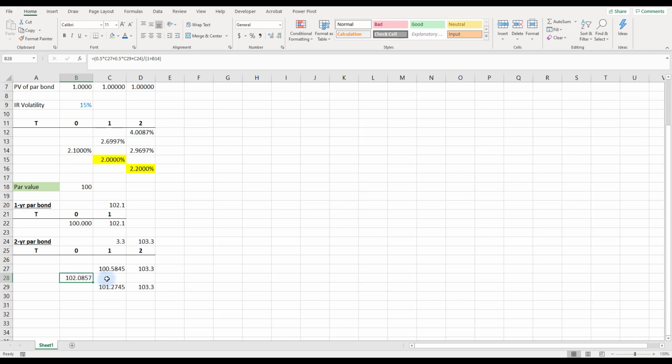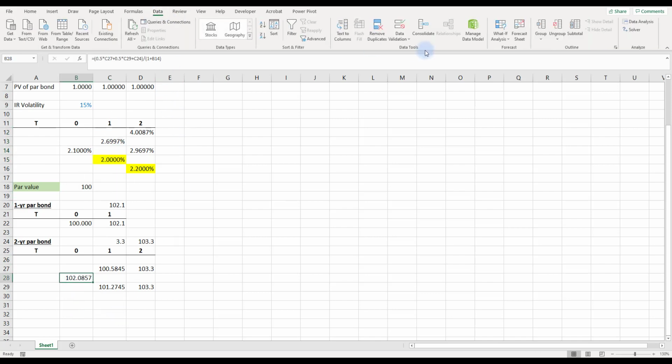Now this is definitely wrong because by condition, if it's a par bond, the price must be equal to par, which is 100. So what we need to do now is set this to 100, and I need to know what rate this should be so that the value here is equal to 100. So I can use the goal-seek function.